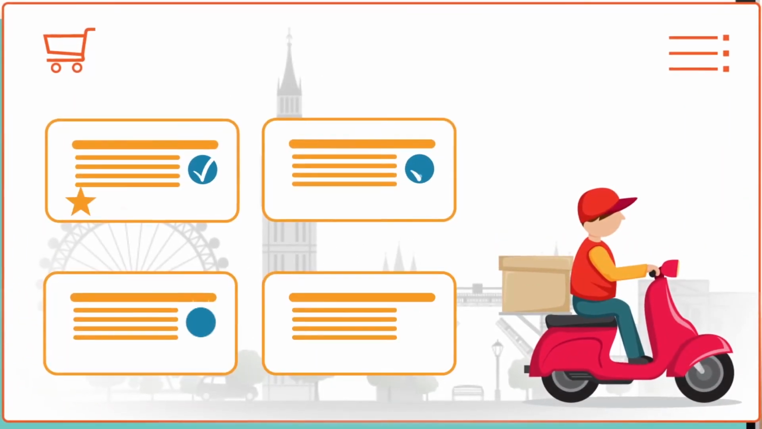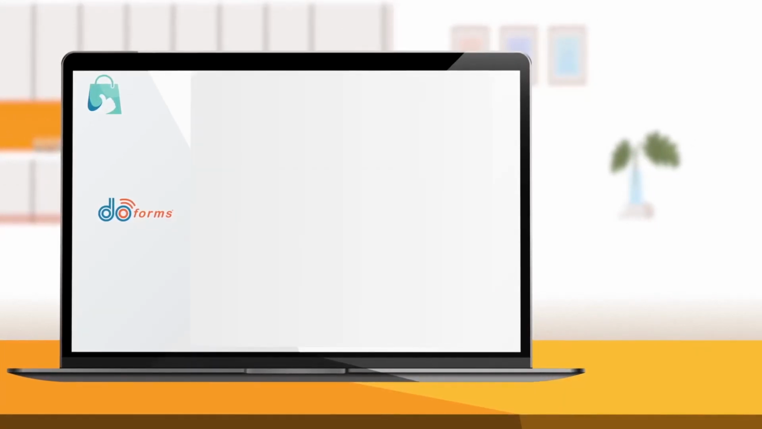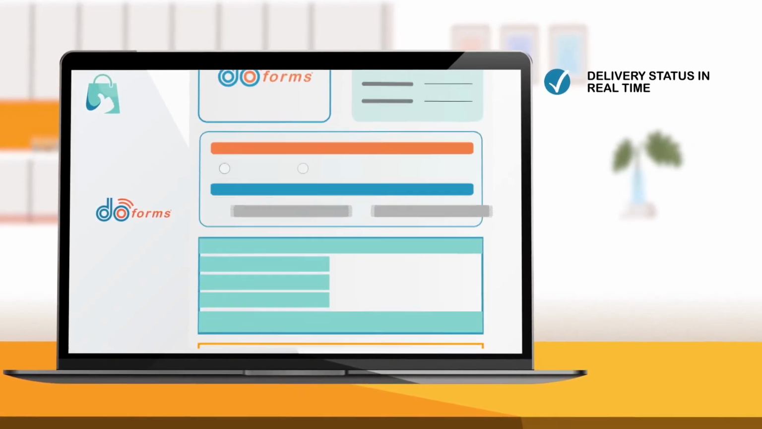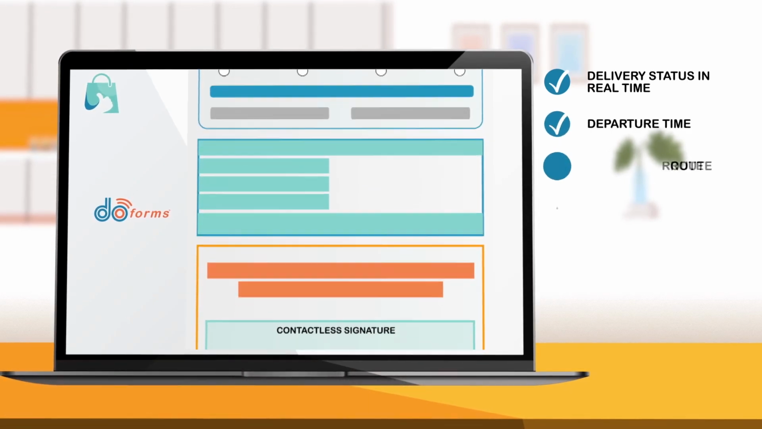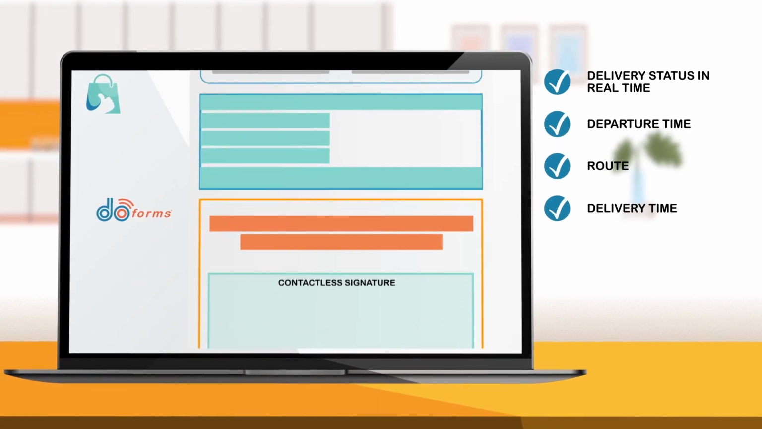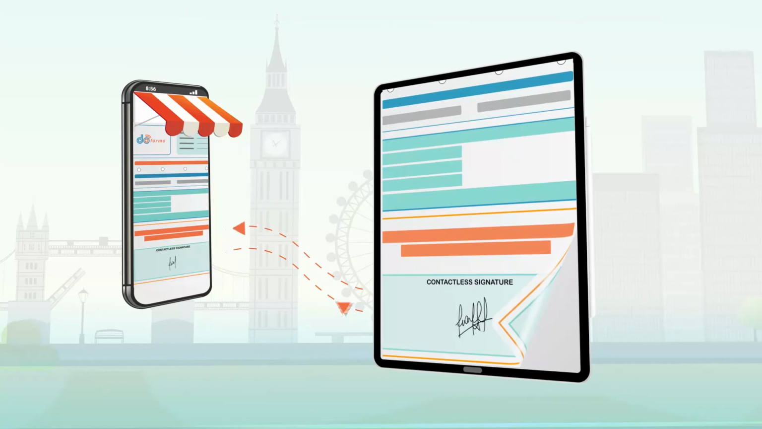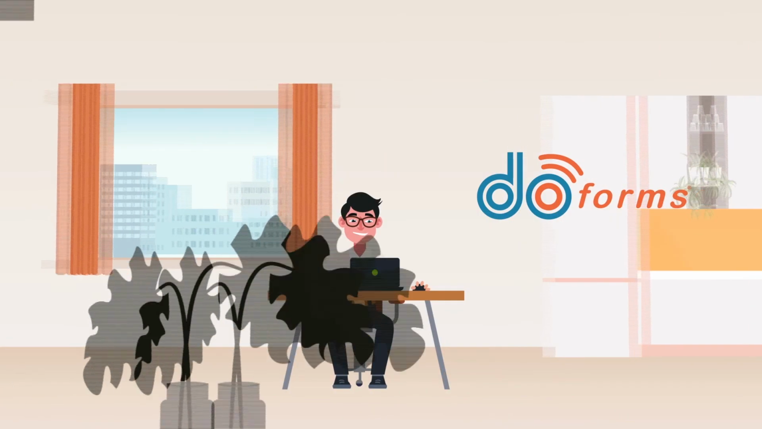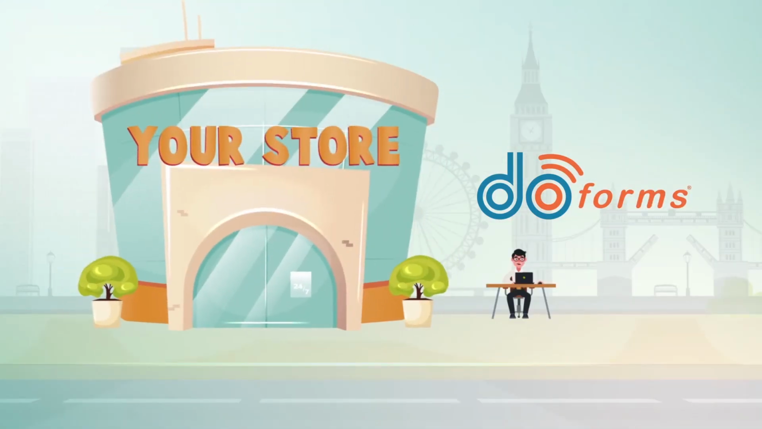To establish quality control in the delivery of his products, John created a delivery form that allows him to see in real time the delivery status. doForms allows John to see the order's departure time, its route, and when the order is delivered. Customer satisfaction and feedback is important. The use of our contactless signature functionality allows his customers to attest that they received their products as requested. Today, John feels more confident to innovate as he has the tools he needs to grow.